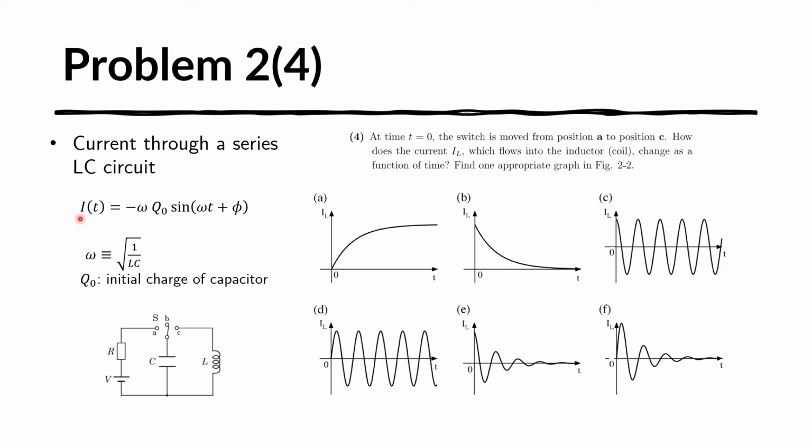We notice that the current through the circuit is this expression. It could either be a sine or a cosine curve, because the phase here could be pi over 2, and that gives us a cosine curve. Therefore, the only choices we have are D and C. However, we notice that the initial current through the inductor is actually 0. And thus, between C and D, we have this as our answer.